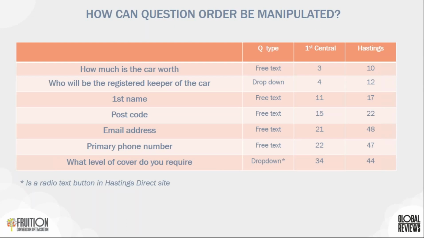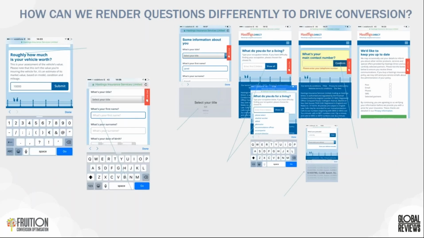So the idea being that there's two ways in which you can group your questions, and by changing the definitions of those groupings, you really have much more flexibility to design a form which is easier to complete. And so that is what Hastings Direct have done. What other things have they done?